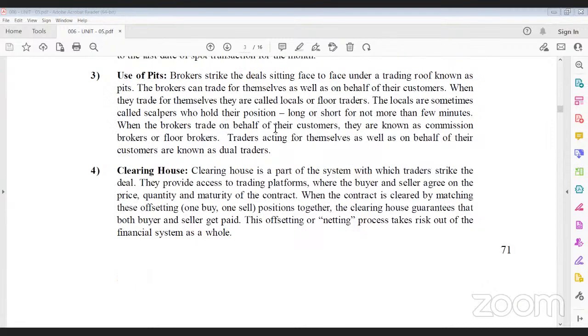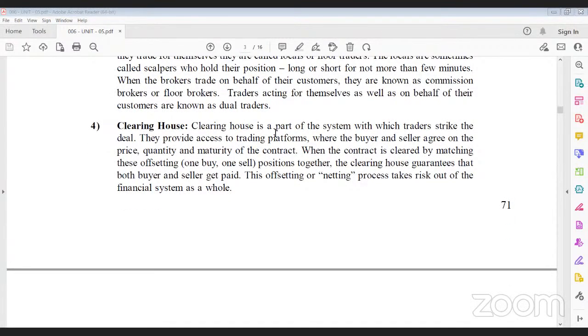Then we have the next feature in the form of the clearing house. What is a clearing house? It's a small place in the whole system where a trader strikes a deal. The buyer and seller agree upon a particular price, quantity, and maturity. When all these are aligned, that is the place where the transaction takes place, and that is referred to as the clearing house. This offsetting or netting process takes risk out of the financial system as a whole.